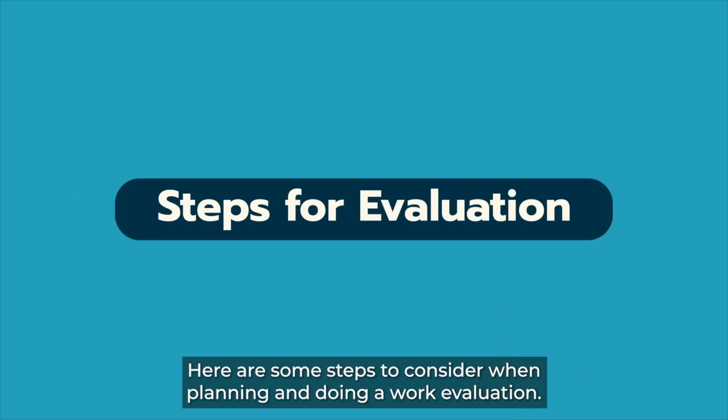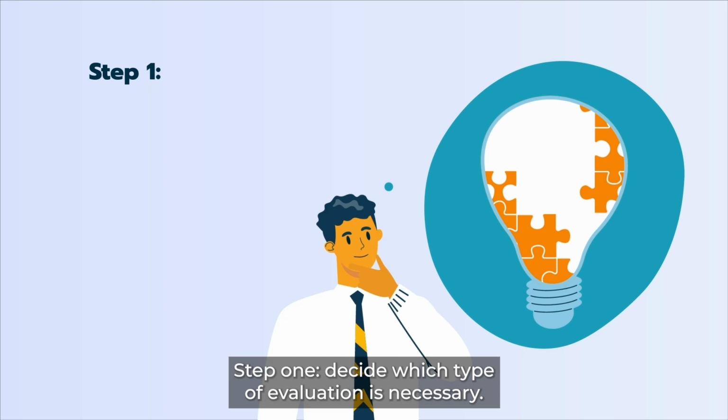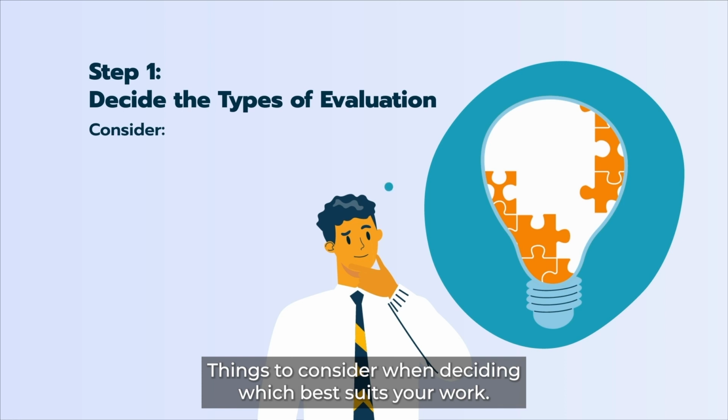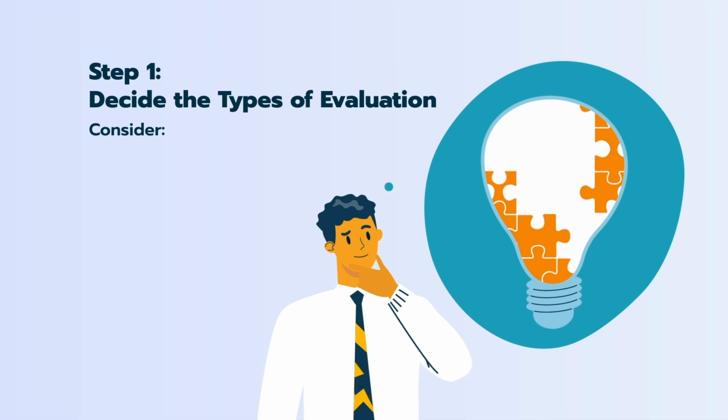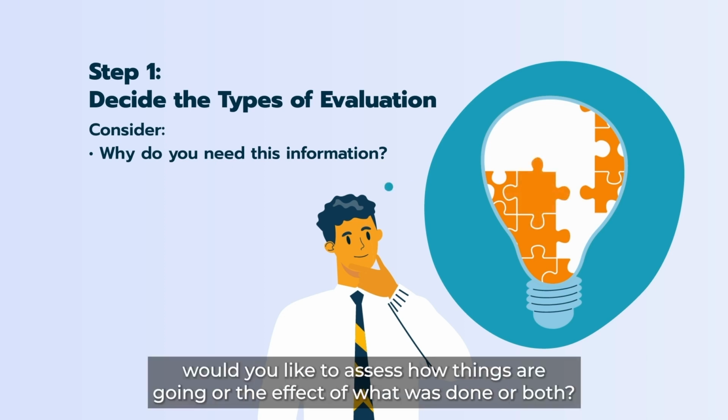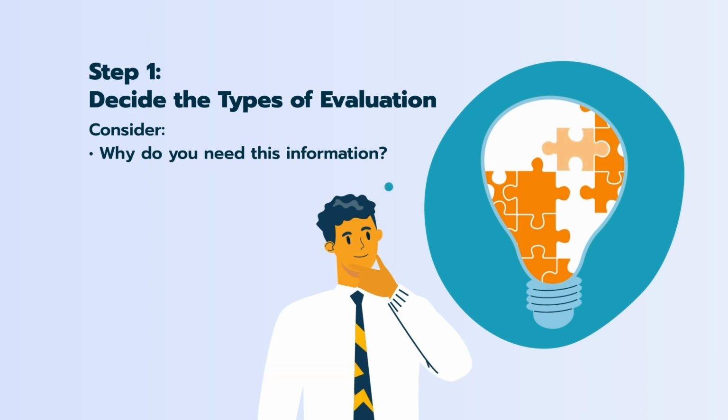Here are some steps to consider when planning and doing a work evaluation. Step 1. Decide which type of evaluation is necessary. Things to consider when deciding which best suits your work. Why do you need this information? For example, would you like to assess how things are going or the effect of what was done or both?